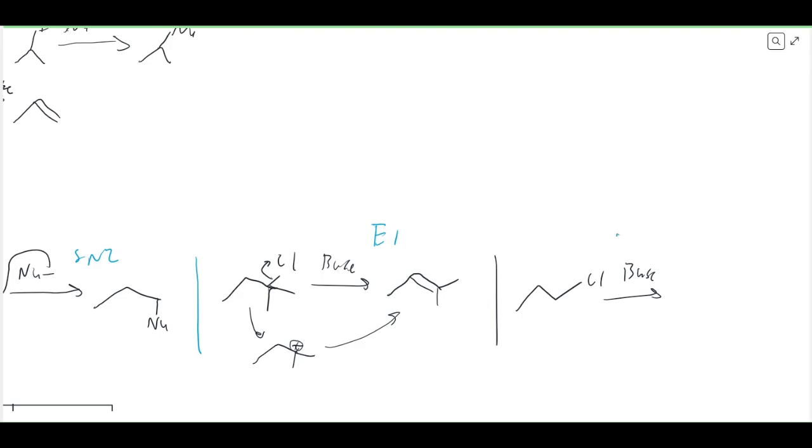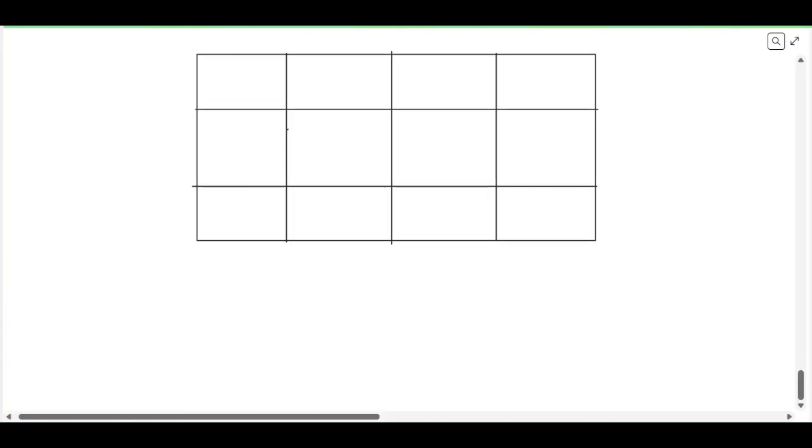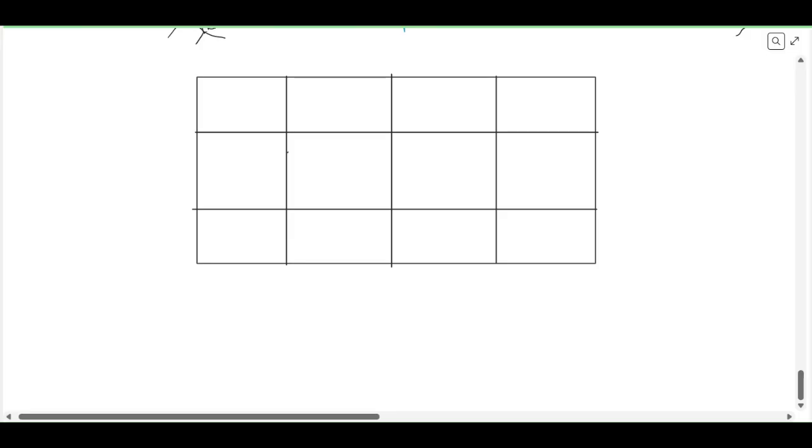And then for E2, it just all happens all at once. So the carbon leaves, and then we're just left with a double bond basically here. So it just becomes something like this. And now we can make a table out of this to get a clearer, better picture.